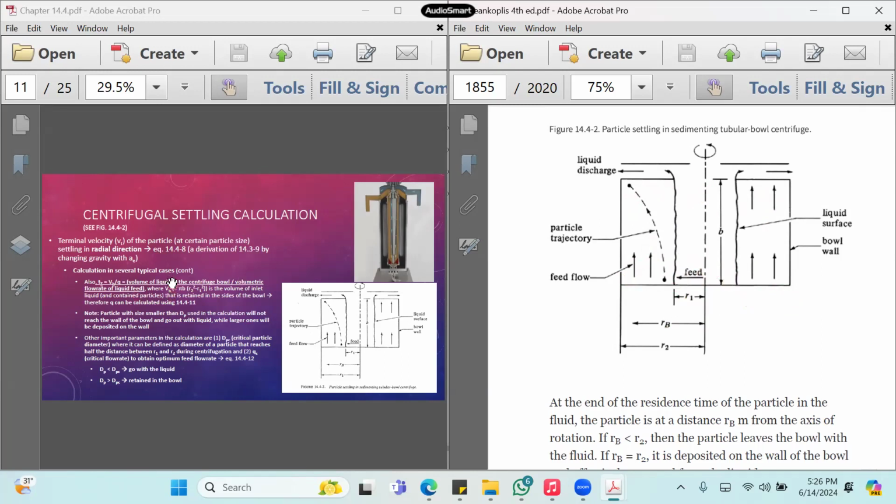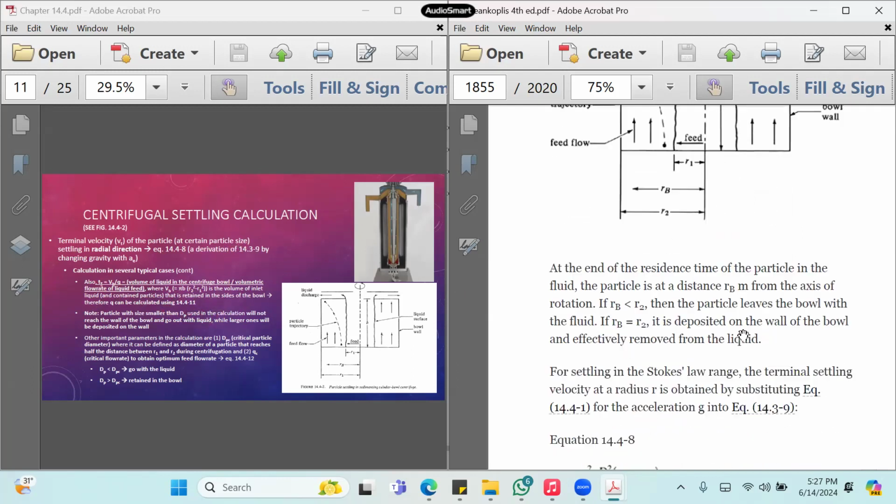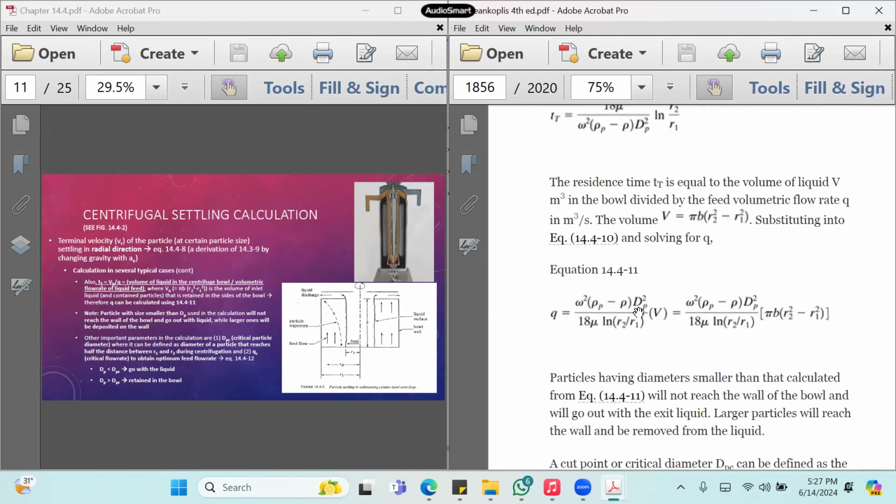So that's why the equation for VB is pi b, where b is the height, times R2 squared minus R1 squared, the volume of the vessel minus the volume of the empty space. It's the volume of the inlet liquid and contained particles. Therefore, since VB is this one, I can just put it here. I put in tau from equation 10, then I can calculate Q using equation 11. That's the combination of those two equations.